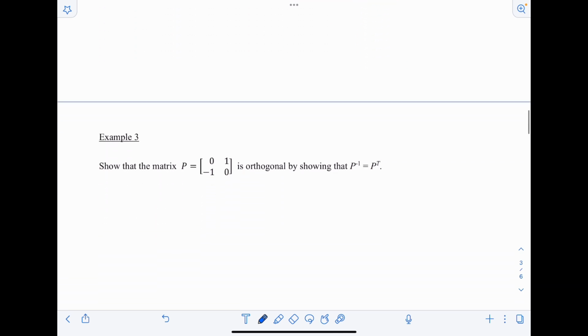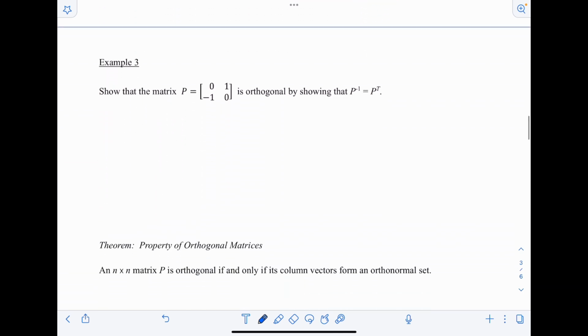So show that the matrix P is orthogonal by showing that its inverse is in fact equal to its transpose. So in this case, what we're going to do is let's start by finding the determinant of P. The reason I want to find the determinant of P is to help us find the inverse. Determinant of P is 0 minus a negative 1 is plus 1, or just 1.